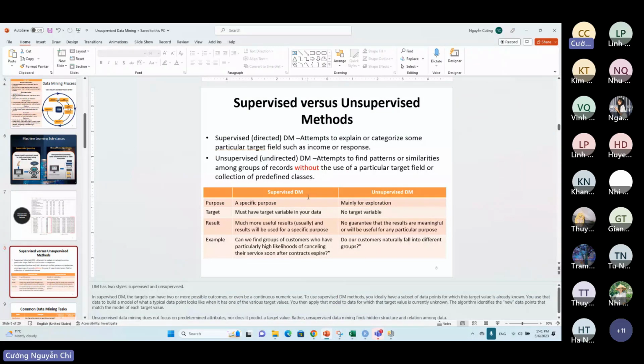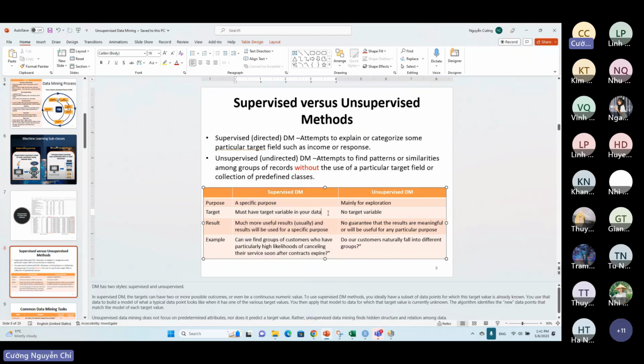But anyway, to be honest, in 70% or maybe 80% of cases when people talk about data mining, they will work more on classification, more on regression, more on some kinds of methods about labeled data, and that should be supervised data mining. They will be used for a specific purpose.